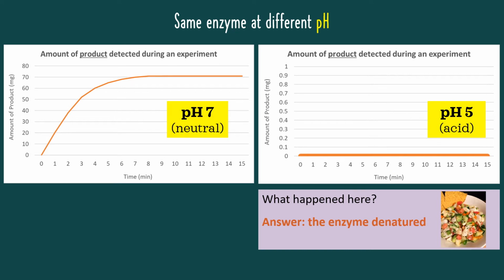On this slide, we're showing something very similar, but the example is extreme pH. So here we have on the left an enzyme functioning normally at pH 7, but on the right, that same enzyme is not functioning at all at a more acidic pH of 5. What's going on here? Well, the enzyme denatured due to the extreme acid environment.